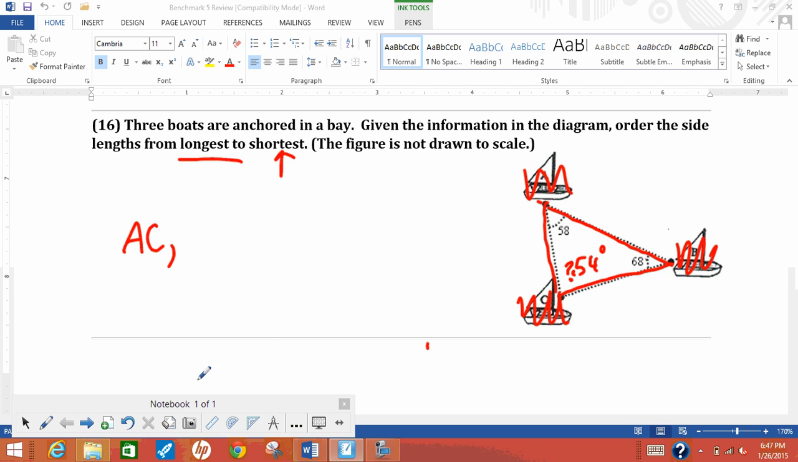I'm just going to list them. Next biggest angle is 58. The side across from that is BC. And last but not least, the side across from the angle that is 54 degrees is AB. Pay attention. I wanted longest to shortest, so my longest needs to be first.